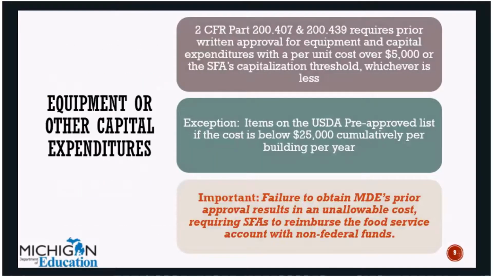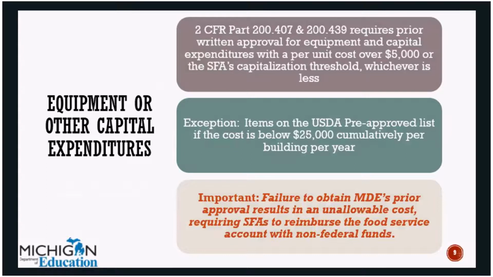So, you have an excess fund balance. What can you spend it on? Equipment is the most common way to spend down excess fund balances, as it typically involves higher priced items. Per the uniform guidance, prior written approval is required for equipment or capital expenditures with a per unit cost over $5,000, or the SFA's capitalization policy, whichever is more restrictive.